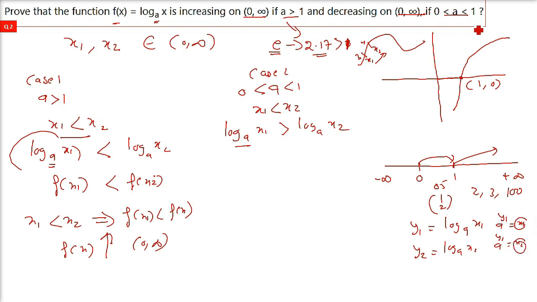What will be y? Whether y1 is less than y2 or y1 is greater than y2. I am taking a random number, say a as 0.5, half. Now this is 0.5. I am taking a random number just to show you why it is greater. So 0.5 to the power y1 and 0.5 to the power y2 is equal to, say, x1 and x2. x1 is 3, x2 is 4, 3 is less than 4. Now y1 is greater than y2 or y2 is greater than y1.